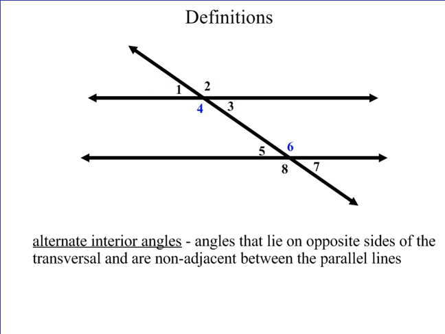Okay, let's take a look at alternate interior angles. Alternate interior angles are angles that lie on opposite sides of the transversal and are non-adjacent between the parallel lines. Let's break that apart a little bit. I want to focus on the word interior. Interior means between the parallel lines. When we're looking at the parallel lines, we notice there are 4 angles between them: 3, 4, 5, and 6. Using that, we're going to find our matching pairs.